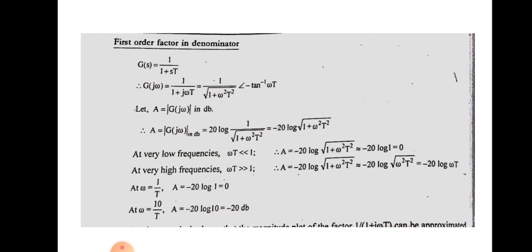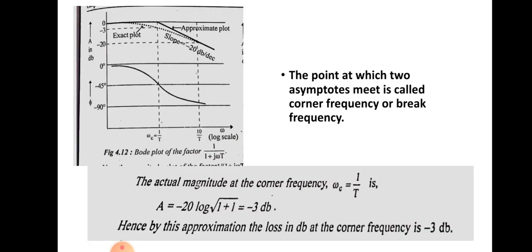So when we are substituting for omega as 1 by t or 10 by t, we will get different values of this magnitude, that is 0, minus 20 dB. So we can plot the graph like this. Up to omega equal to 1 by t, the log magnitude value is 0, that is why this curve, and after that the magnitude will have this form, that is at 10 by t, the slope will be minus 20 dB. These two are the approximation plot.